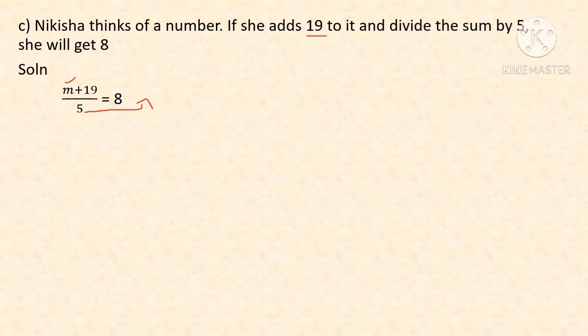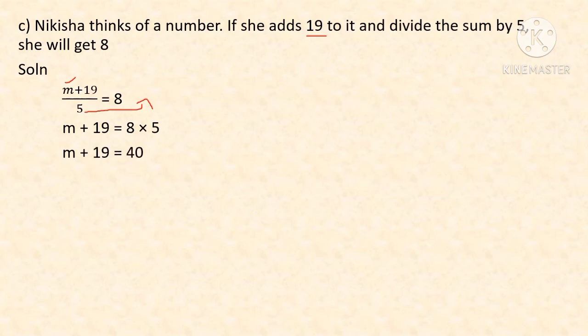m plus 19 divided by 5 equal to 8. Bring this 5 to the right hand side. So it will come in the numerator, right? So m plus 19 is equal to 8 into 5. 8 5s are 40. So m plus 19 equal to 40.